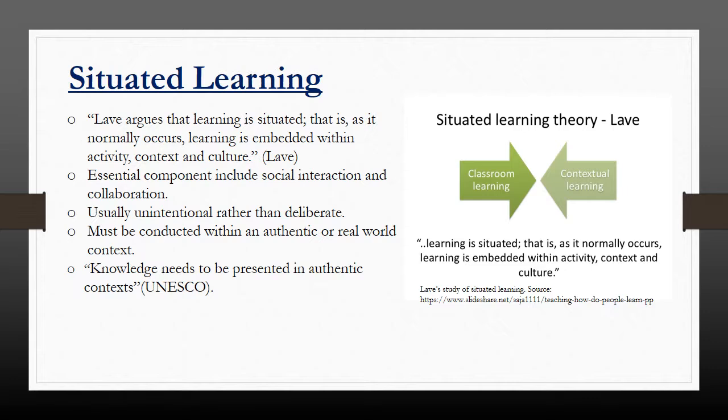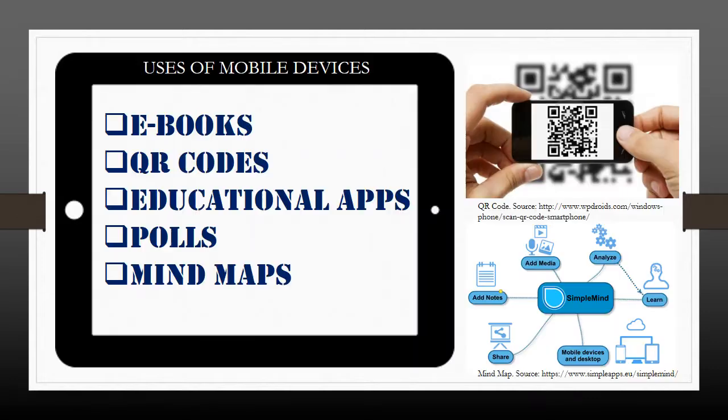The second educational approach is situated learning. Lev argues that learning is situated, that is, as it normally occurs, learning is embedded within activity, context, and culture. An essential component of this is social interaction and collaboration. It is usually unintentional and must be conducted within an authentic or real-world context.